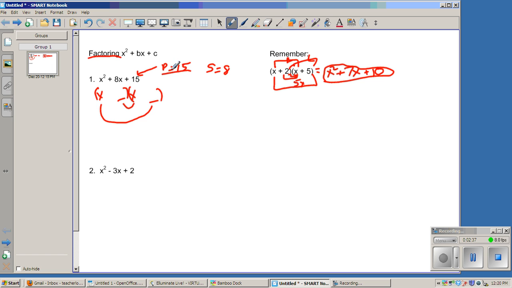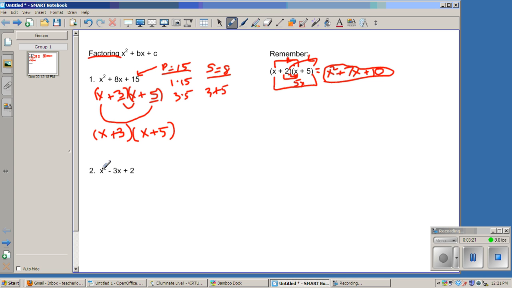And I usually just list out the stuff that gives me a product of 15. So let's see, 1 times 15, 3 times 5, and it doesn't matter which order I do them in. And then I look for which one of these, when I add those two numbers together, gives me a sum of 8. And of course the answer here would be 3 and 5. They're both positive. So one of these is plus 3 and the other one is plus 5. So just to practice that, the final answer is that if I have to factor x squared plus 8x plus 15, I get x plus 3 times x plus 5.